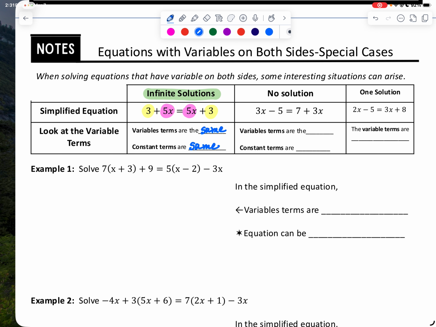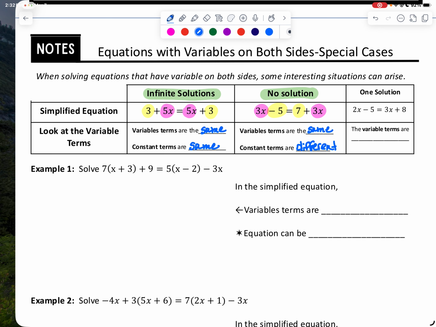All right. Now, we can also have an equation with no solution. No solution occurs when the variables are exactly the same. So here we have positive 3x and positive 3x, but the constant terms are different. So we have negative 5, positive 7. If that happens, your equation will have no solution, and you can save time by not even having to solve it. So when variable terms are the same and constant terms are different, there will be no solution.